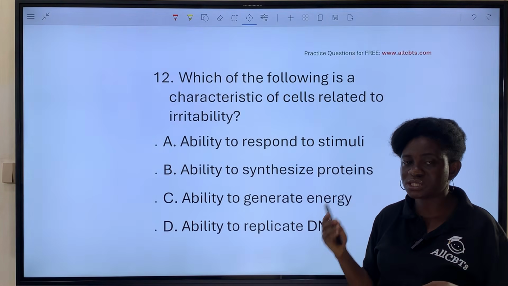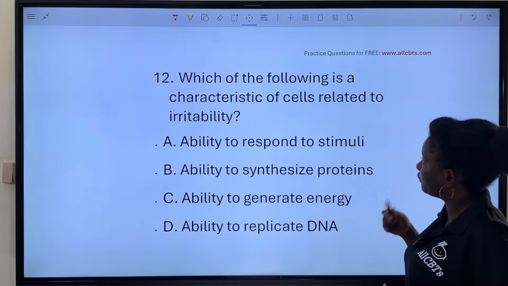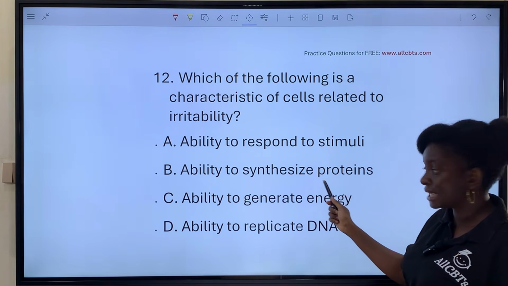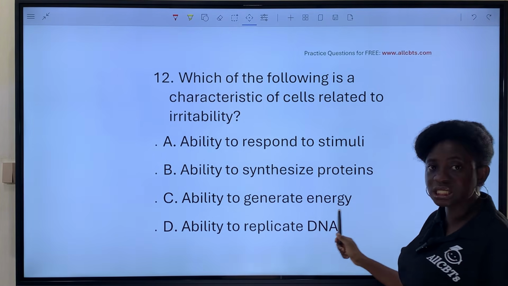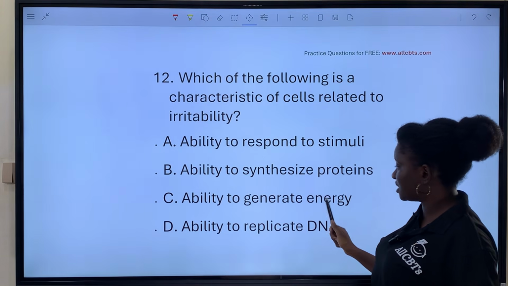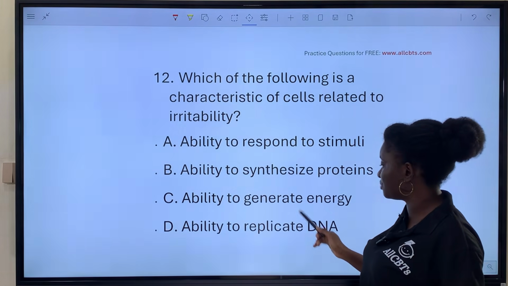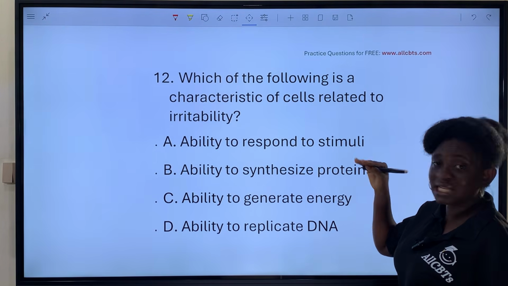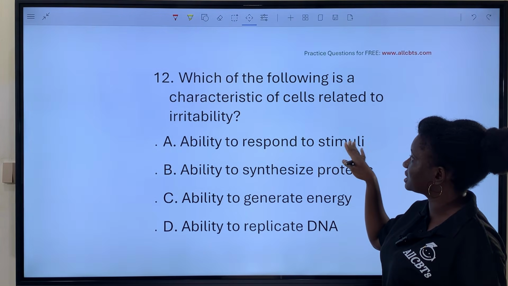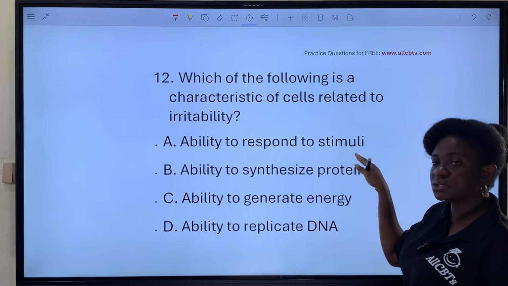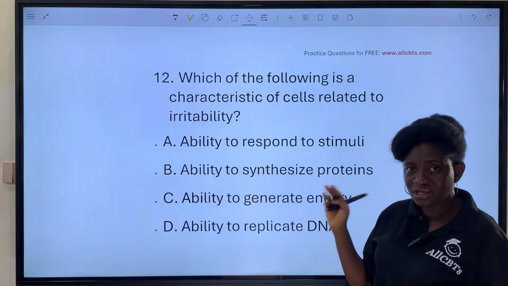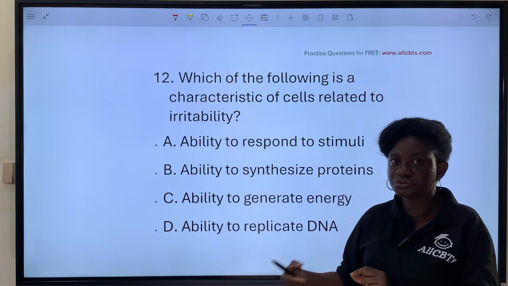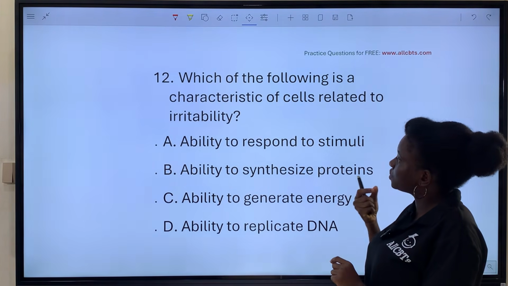Question 13. The membrane around the vacuole is known as. What does a vacuole mean? A vacuole serves as a store, it is mainly for storage in cells. So there's a membrane that surrounds the vacuole, and that membrane is known as the tonoplast. So from this, to answer this question, we have option A, helioplast, B, amyloplast, C, tonoplast, D, cytoplast. So the correct answer here is tonoplast.